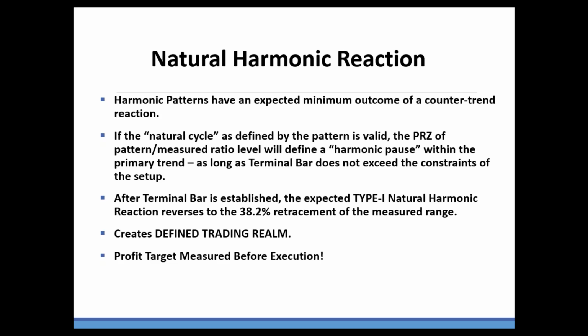So after that terminal bar is established, for any harmonic pattern, that expected type 1 natural harmonic reaction reverses to the 382 retracement of the measured range. This helps create what I like to call also a defined trading realm. We know in advance where to be executing and where to be managing this trade. And that's a critical, important point because we're measuring profit targets before the execution even occurs.